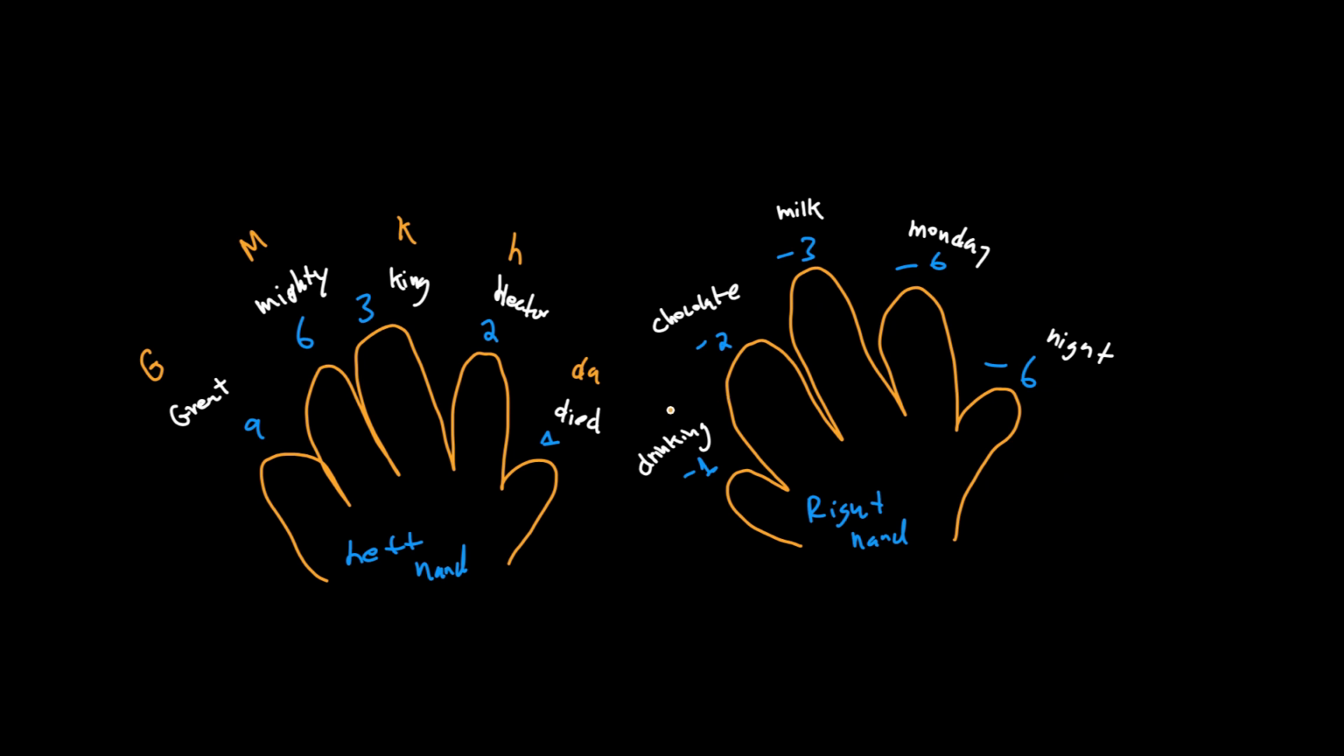So drinking will be deci, chocolate is centi, milk is for milli, Monday is for micro, and night is for nano. So you see, you just memorize the most common prefixes from giga to nano. And these are all powers of 10. So if I say, what is centi? Simply using your hand: great mighty King Hector died drinking chocolate. As you see, chocolate is on the right hand, the second finger, and that's to the negative 2. So that's 10 to the negative 2. This way, it's very easy to remember these powers of 10.